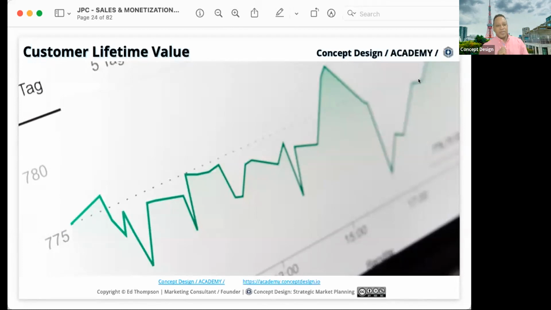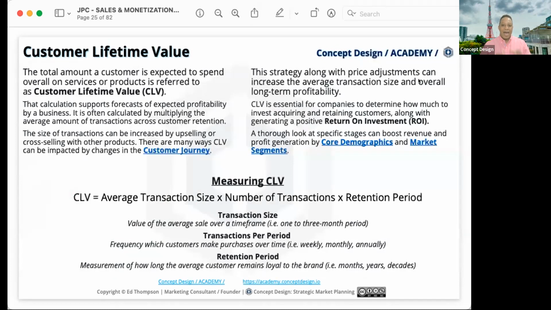This is the main topic for us today: customer lifetime value. Customer lifetime value is really about how long a customer is expected to spend overall, as long as they are associated with that brand. This supports the forecast of expected profitability of a business. And we calculate it by multiplying the average amount of transactions over a specific period of customer retention.